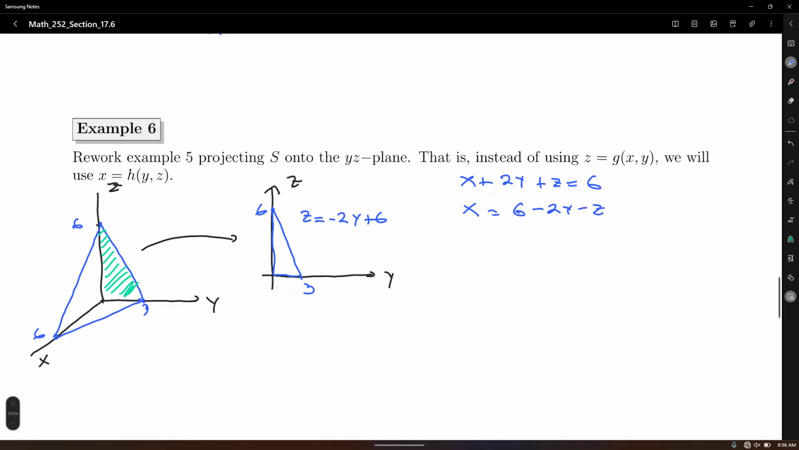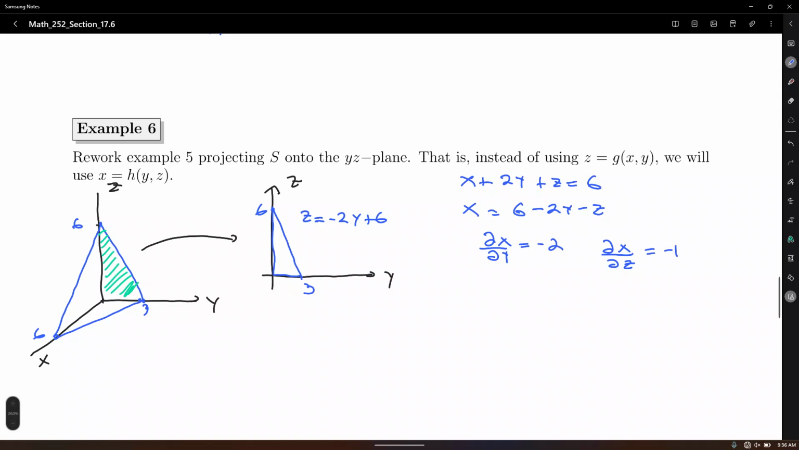Okay, and let's find the partial derivatives. I'm going to use Leibniz notation: partial of x with respect to y, partial of x with respect to z. So that is going to be -2 and -1. All right, pretty easy, simple constants this time.